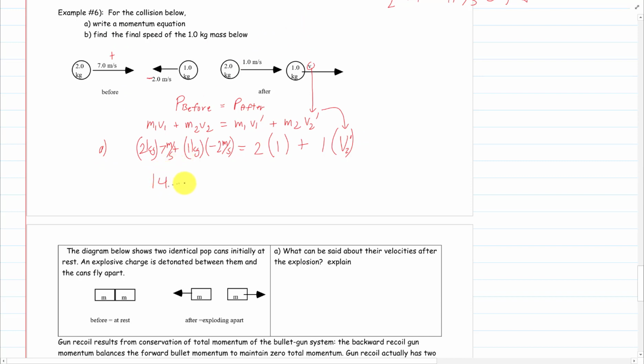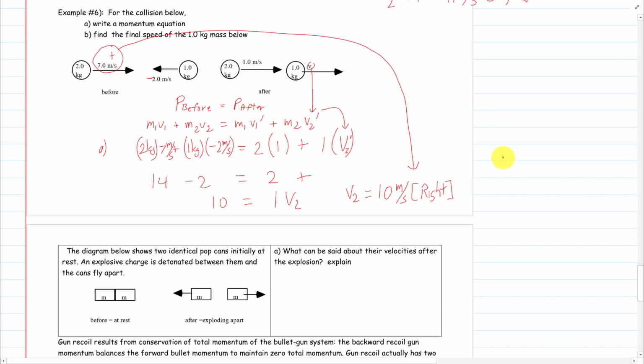Well, that's easy. This is 14, and this is negative 2, is equal to 2 plus v2. We put that over there. This is going to be 12, and then subtract 2. This is going to be 10 is equal to 1 times v2. So v2 is going to equal 10. And the positive means it's also going to the right, because positive was to the right up here. If we want, we can put a prime there, or afterwards, or the unknown. There we go. So back to recoil.